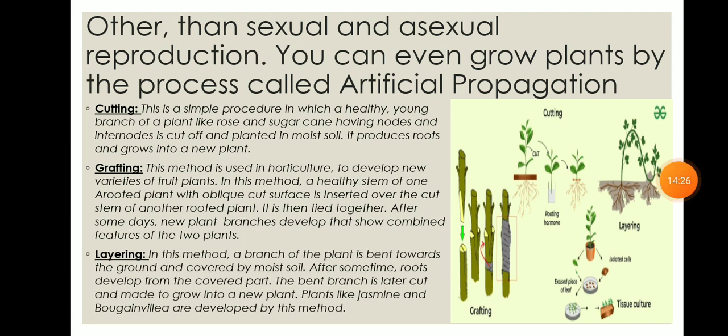Layering. In this method, a branch of the plant is bent towards the ground and covered by moist soil. After some time, roots develop from the covered part. The bent branch is later cut and made to grow as a new plant. Plants like jasmine and bougainvillea are developed by this method.